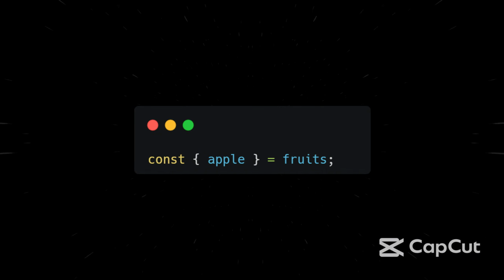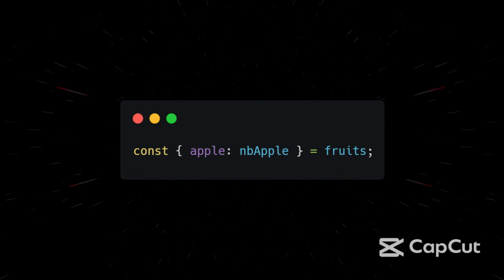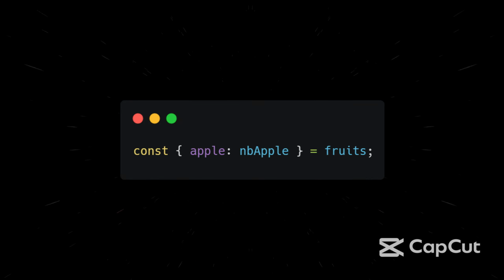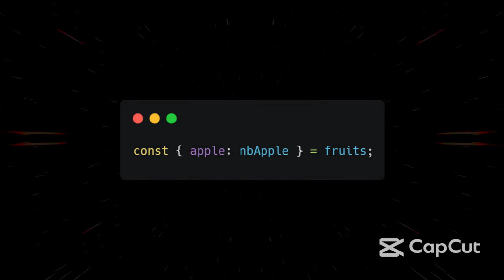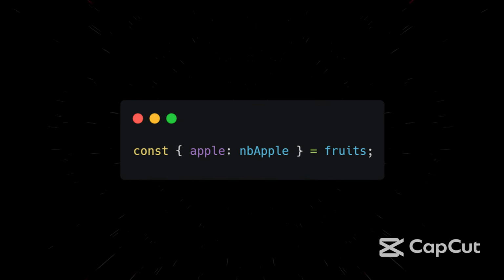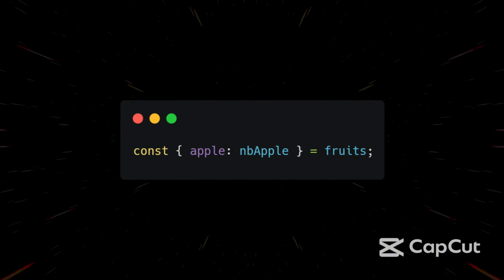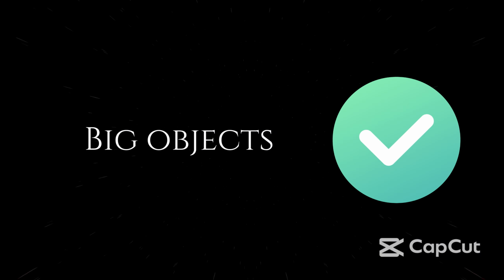But what if we wanted to store the value of the apple property inside a constant with a different name? To do so, we assign the property apple to a new constant name, just like when assigning a property in a JavaScript object. Like this, we create a constant in which we're taking the apple property inside our constant named numberApples. This is pretty useful when working with big objects containing many properties which we don't want.